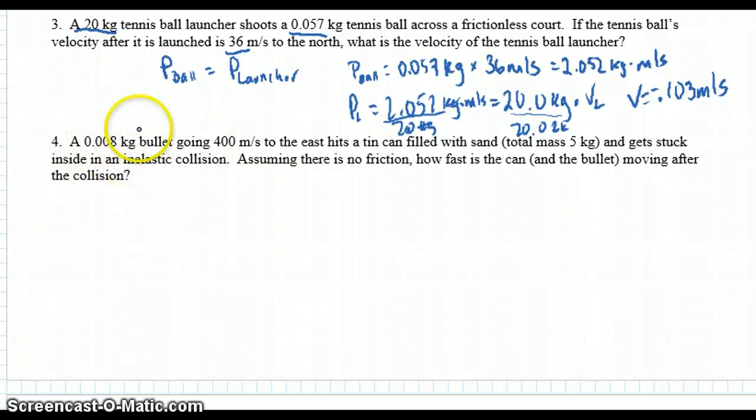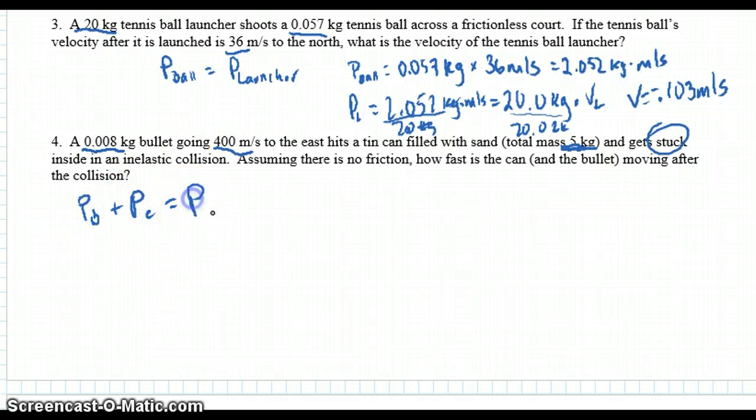Next one, number 4, a 0.008 kilogram bullet, 400 meters per second, hits a tin can filled with sand, a mass of 5 kilograms, gets stuck inside in an inelastic collision. Assuming there's no friction, how fast is the can and the bullet moving after the collision? So we've got the momentum of the bullet plus the momentum of the can is equal to the momentum of this new bullet can combo.